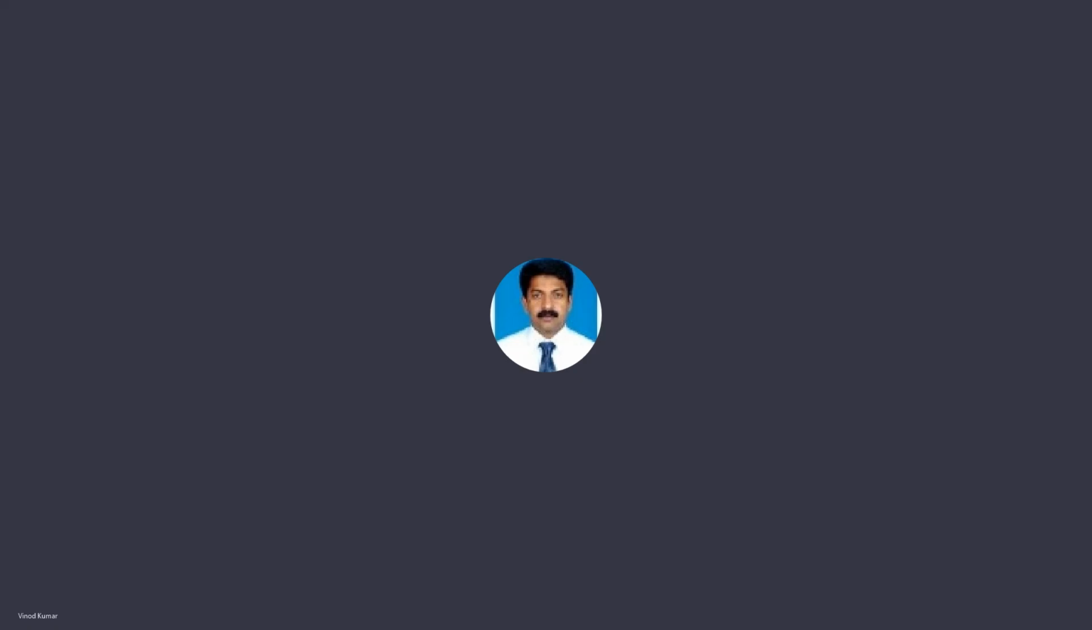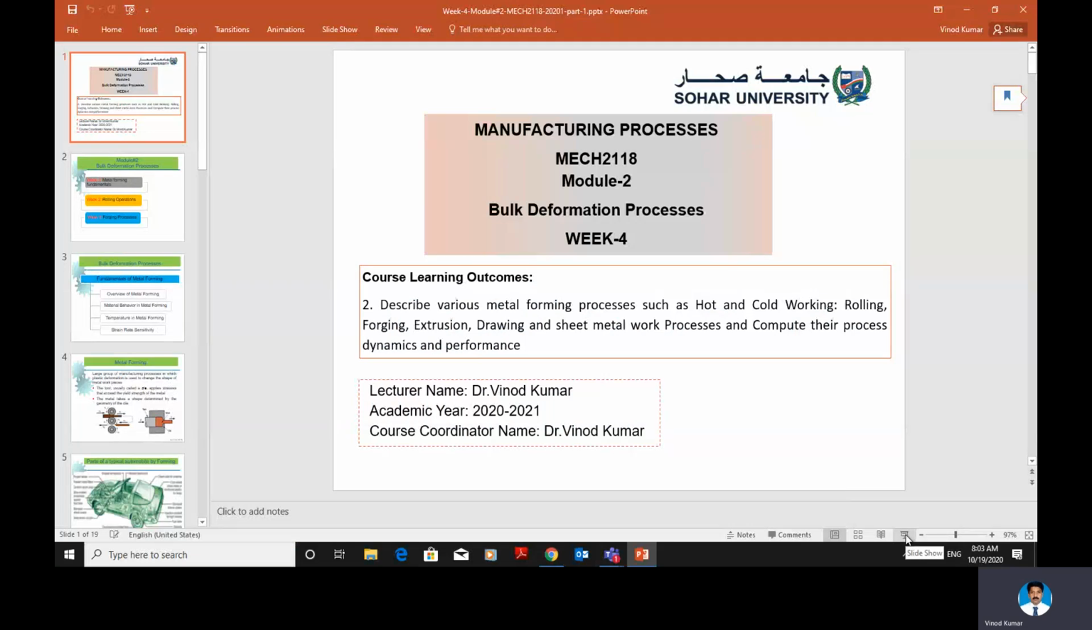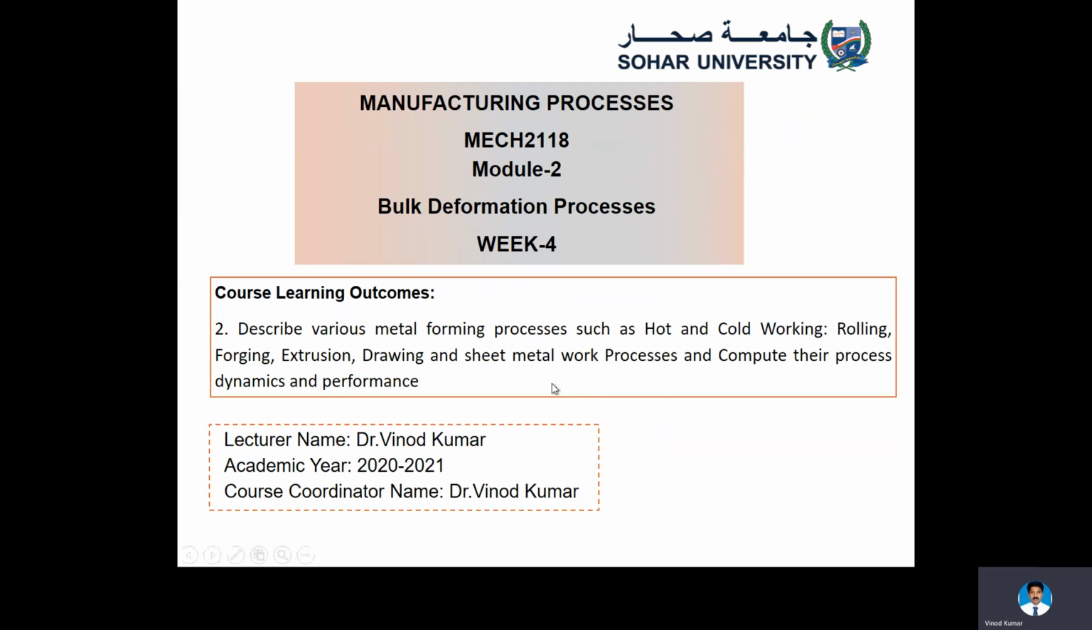Hi everyone, welcome back to our course manufacturing process. Today we are going to discuss bulk deformation process. The learning outcome is to describe various metal forming processes such as rolling, forging, extrusion, etc., and compute their process dynamics and performance.